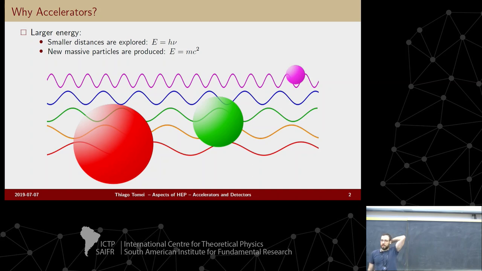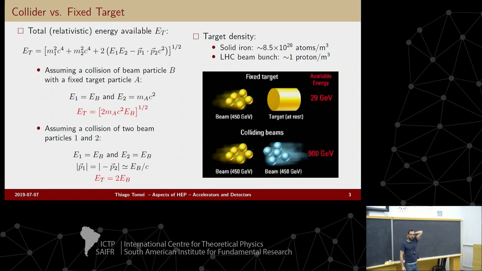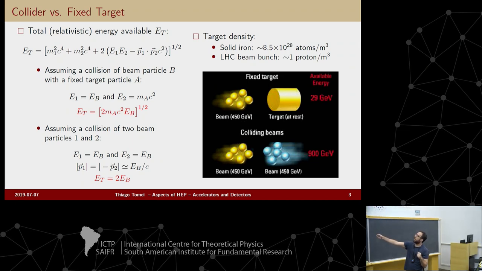Now, what kind of accelerators? And I'm going to spend a little bit speaking about this. The immediate first choice that you have to make when you are designing and building an accelerator is if you're going with a collider geometry versus a fixed target experiment. How do you do this? Suppose you are colliding particles.